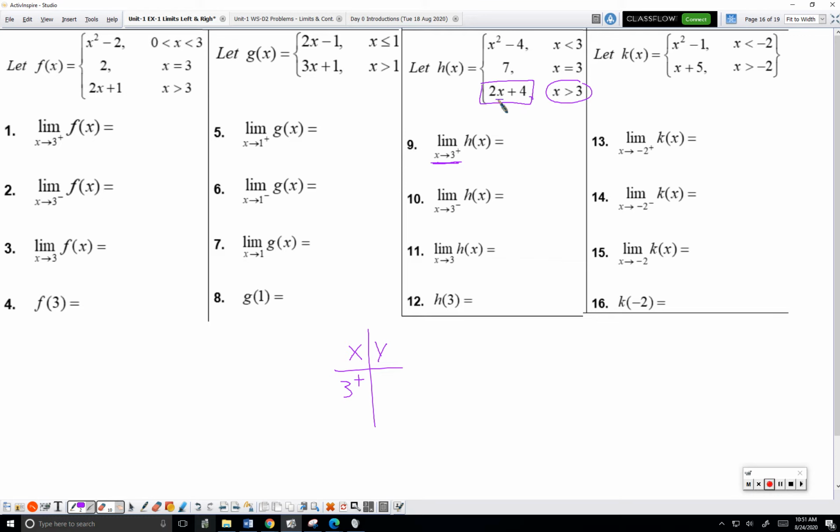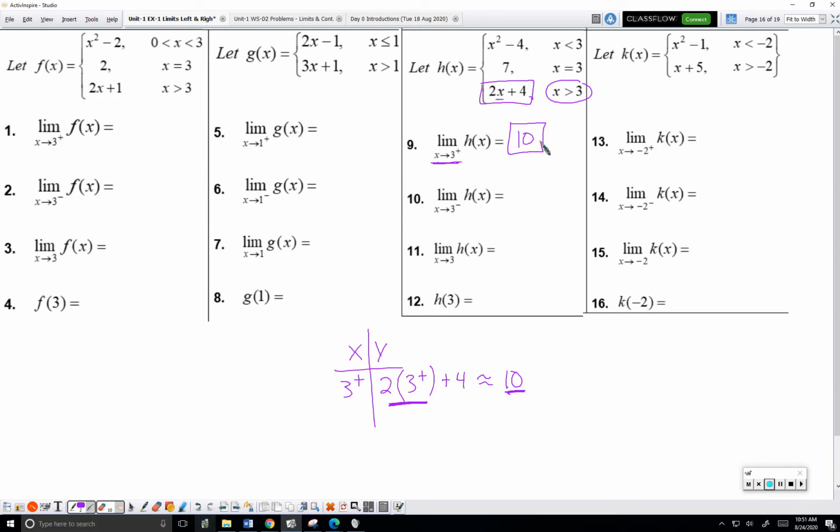Again, when I remove the x, I'm going to put parentheses. You should always do that. So a little bit more than 3. 2 times 3 is 6. Plus 4, that's going to be really close to 10. So if the x-coordinate is just an infinitesimal amount greater than 3, the y-coordinate will be infinitesimally close to 10. Remember, the answer to your limit question won't ever have the plus or minus.